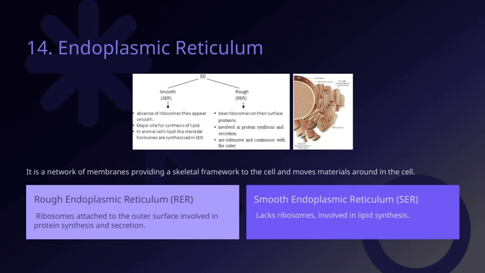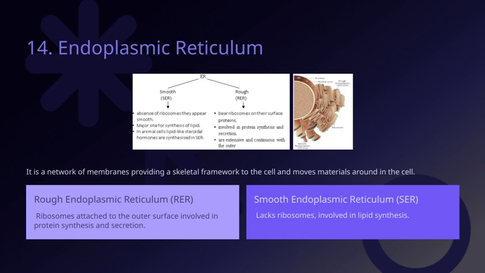Let's take a closer look at the endoplasmic reticulum, or ER. There are two types, the smooth ER and the rough ER. The smooth ER, as the name suggests, lacks ribosomes on its surface, and its main role is in lipid synthesis, so it helps produce fats and other lipids essential for the cell.